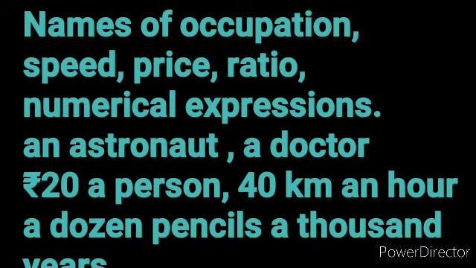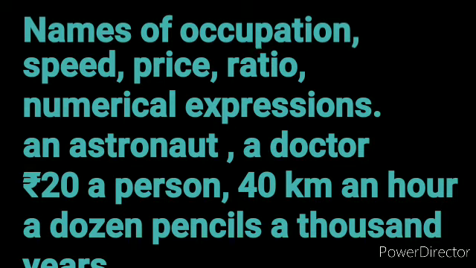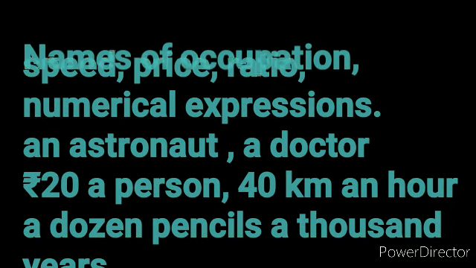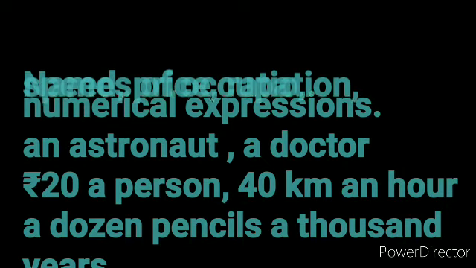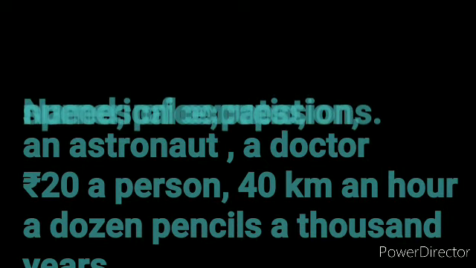Here it speaks about a ratio, that is per person 20 rupees, or else traveled at 40 kilometers an hour, which means it speaks about a ratio in this sense. And so we use the indefinite article in these sentences, as well as with numerical expressions, that is a dozen pencils, a thousand years, a million dollars, a couple of gods, and so on. These are examples of the indefinite article used with certain numerical expressions.